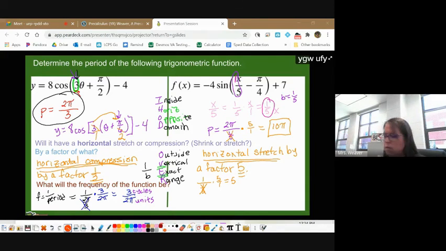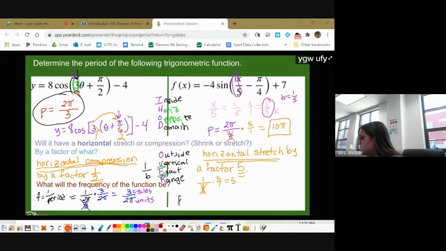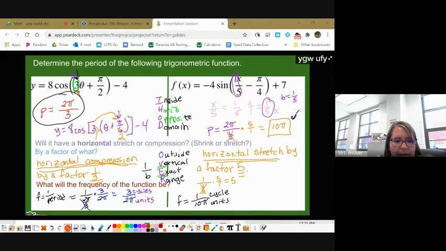Okay? What will our frequency be? Frequency is always 1 over the period, or the reciprocal of the period. So our period was 10 pi. So our frequency is 1 over 10 pi. What does that mean in words? It means it finishes 1 cycle in every 10 pi units. That's what the period said, that it takes it 10 pi units to finish a cycle. So it finishes 1 cycle in 10 pi units. Questions for me about that?